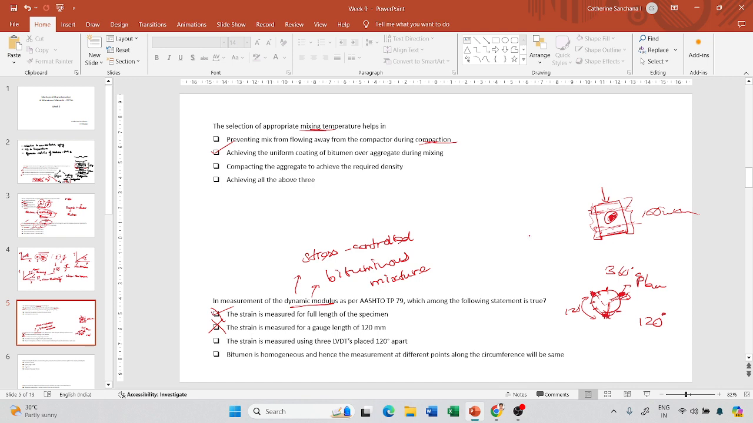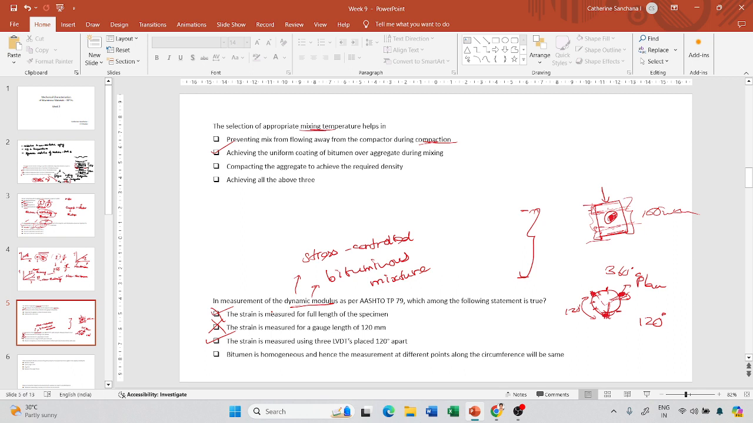Gauge length is the distance for which the change in length is measured, okay. You will not take the entire length of the sample, but you will take only a small portion of the sample, okay, where you do not have these end effects. The strain is measured using 3 LVDTs placed 120 degrees apart. Yes, this is what we saw.